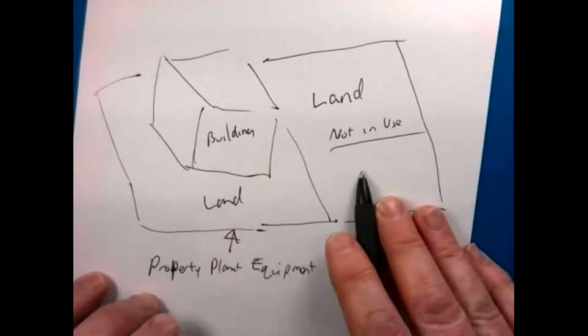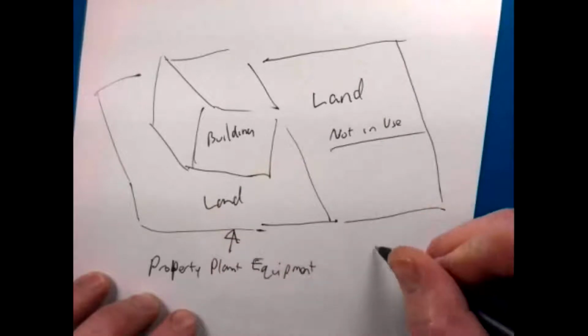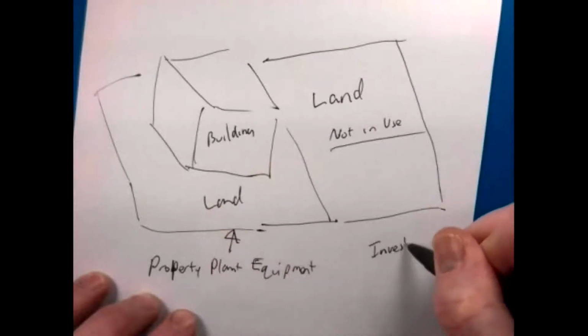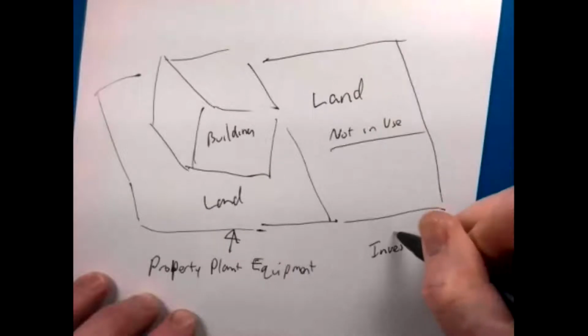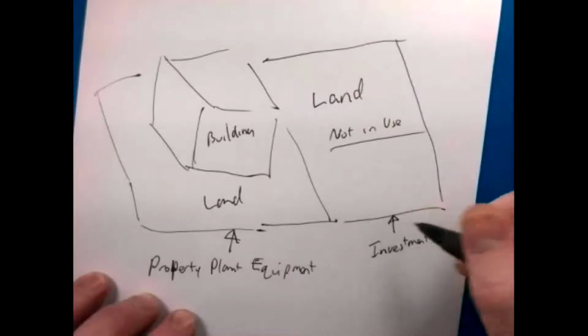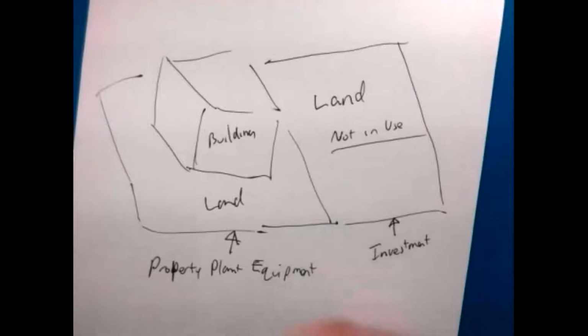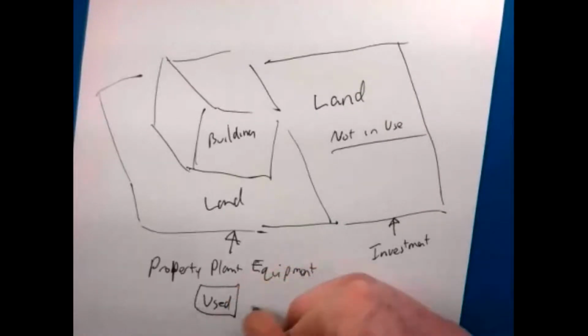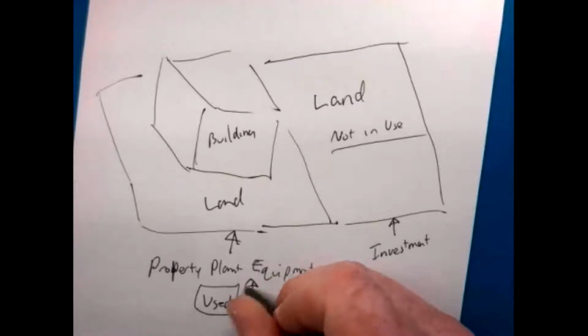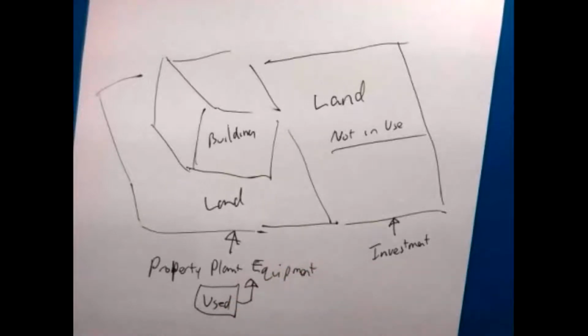So what is this? Well, this is going to be an investment, because it's actually not being used. Everything in property, plant, and equipment must be being used in the business. So if you have land that's not used, it is going to be in the investment account.